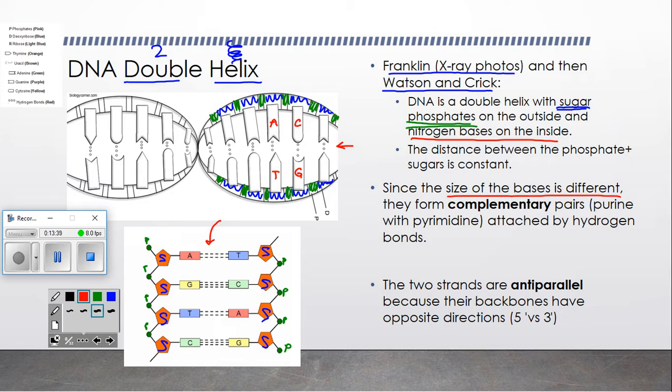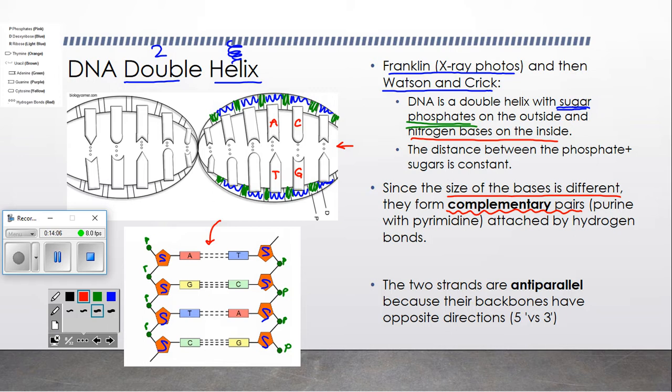So on the previous slide, I showed you that adenine and guanine were kind of bigger in their structure, and thymine and cytosine were a bit smaller. But we just said that there was always a constant space between the two sides of my DNA molecule. So that tells me that those bases must be paired up in a certain way. They form what's called a complementary pair.